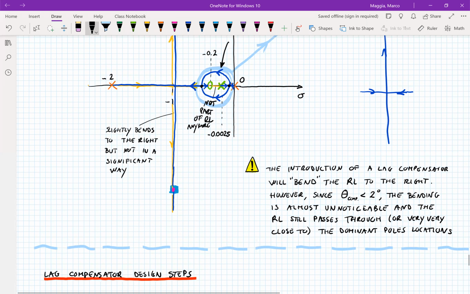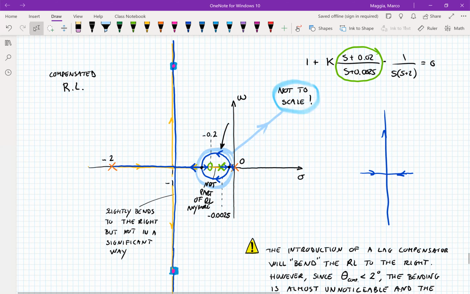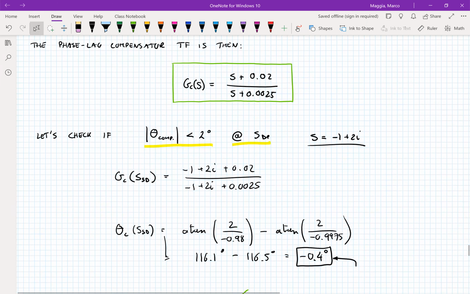All right, so we've finished with the design of the lag compensator. As you see, it's quite easy once you have the ratio between the pole and the zero. That is, once you have alpha, you choose arbitrarily the placement for the zero, and then the placement for the pole is determined by alpha itself.